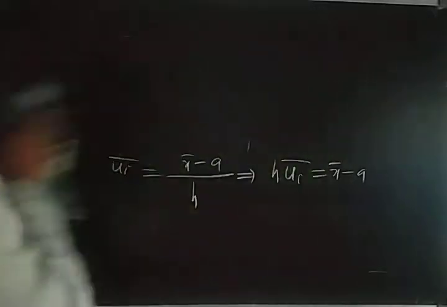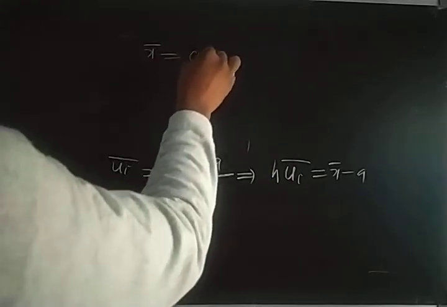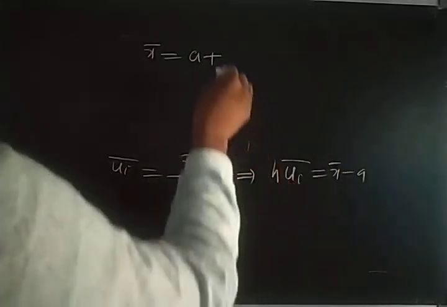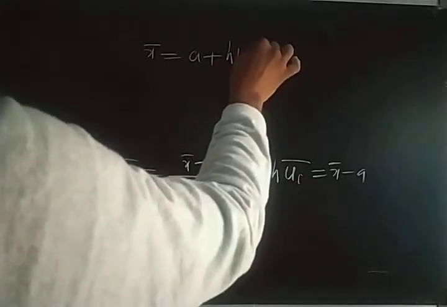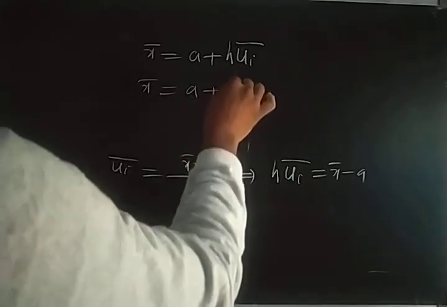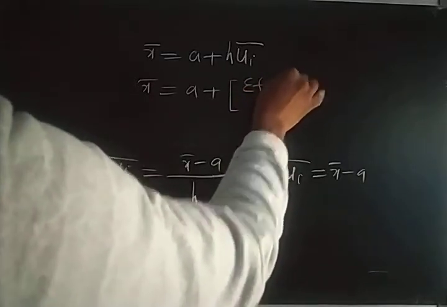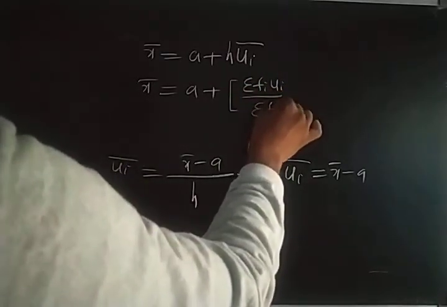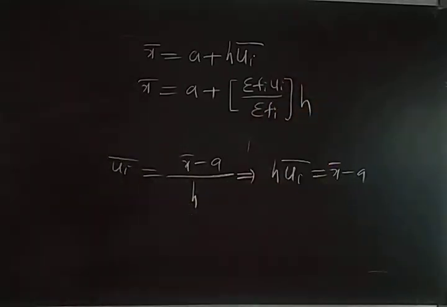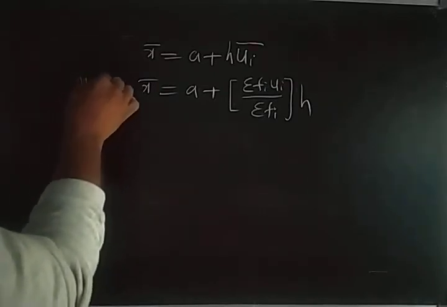From this, what you will get for x bar is a plus, by bringing the minus to the left hand side, h into ui bar. X bar equal to a plus h into ui bar, where ui bar means summation fi into ui by summation fi, into h. So this is the formula to find the mean of the given observations. Okay. Now I am substituting the values.